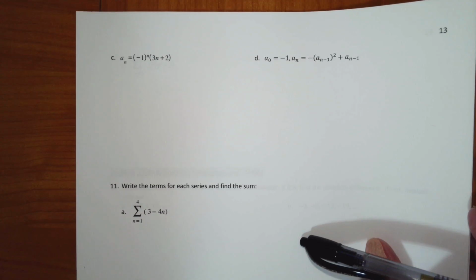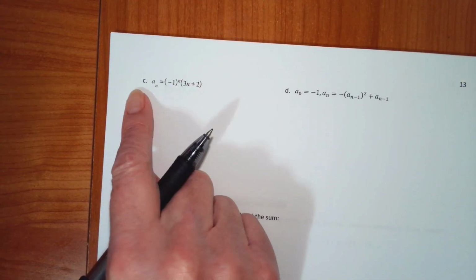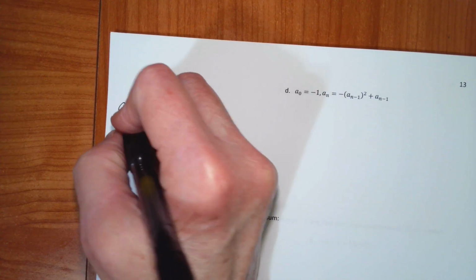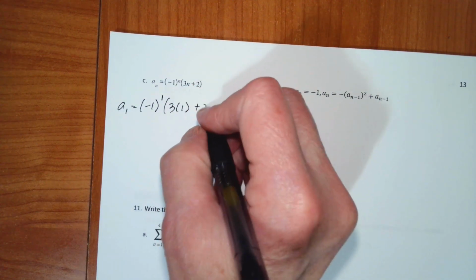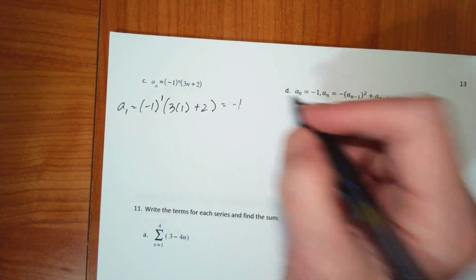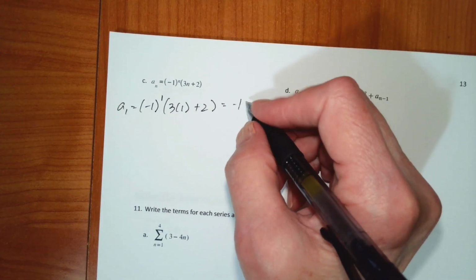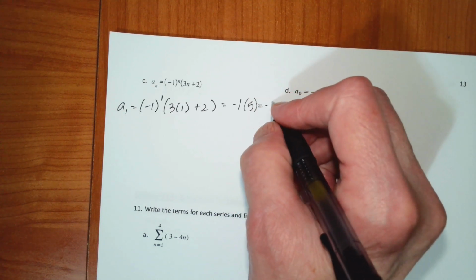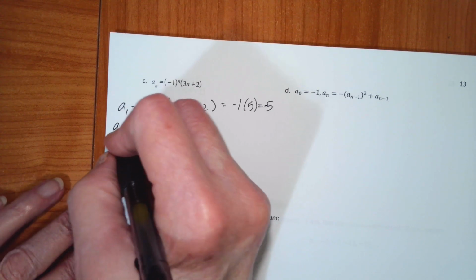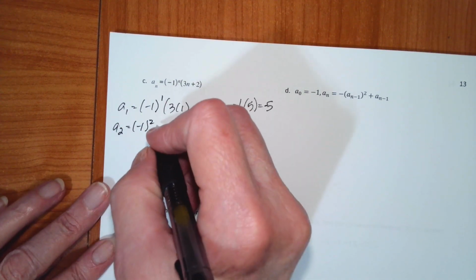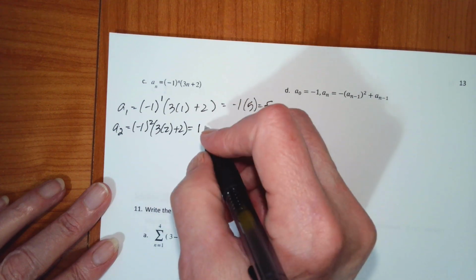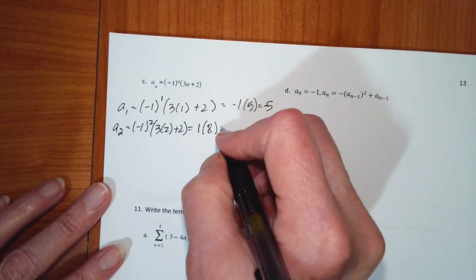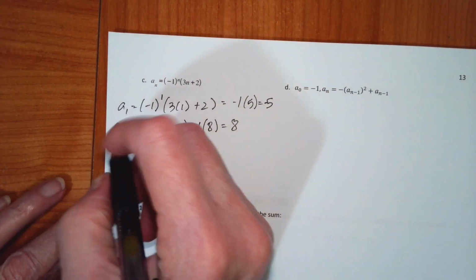Okay, for my next one, a sub n, this is another explicit formula, so I can start out. It wants the first four terms. So a sub 1 is equal to negative 1 to the first, times 3 times 1 plus 2. So that's negative 1 times 5, which is negative 5. A sub 2 is negative 1 to the second times 3 times 2 plus 2, which is 1 times 8, which is 8.